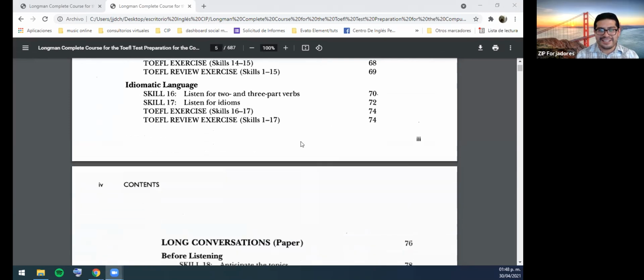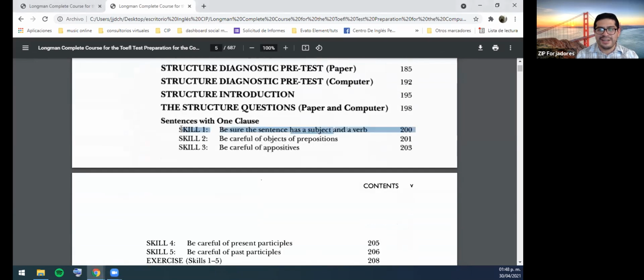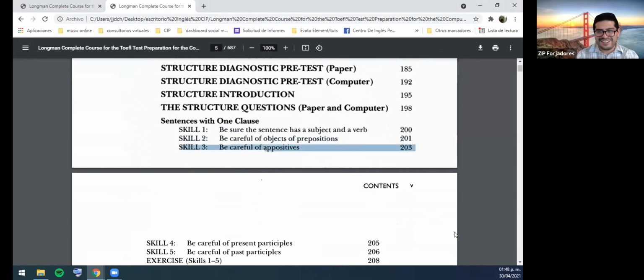We have our index. So let's start with skill number one: subject and verb. Okay, skill number two: objects of preposition. Very good. Number three: appositives. Very good.